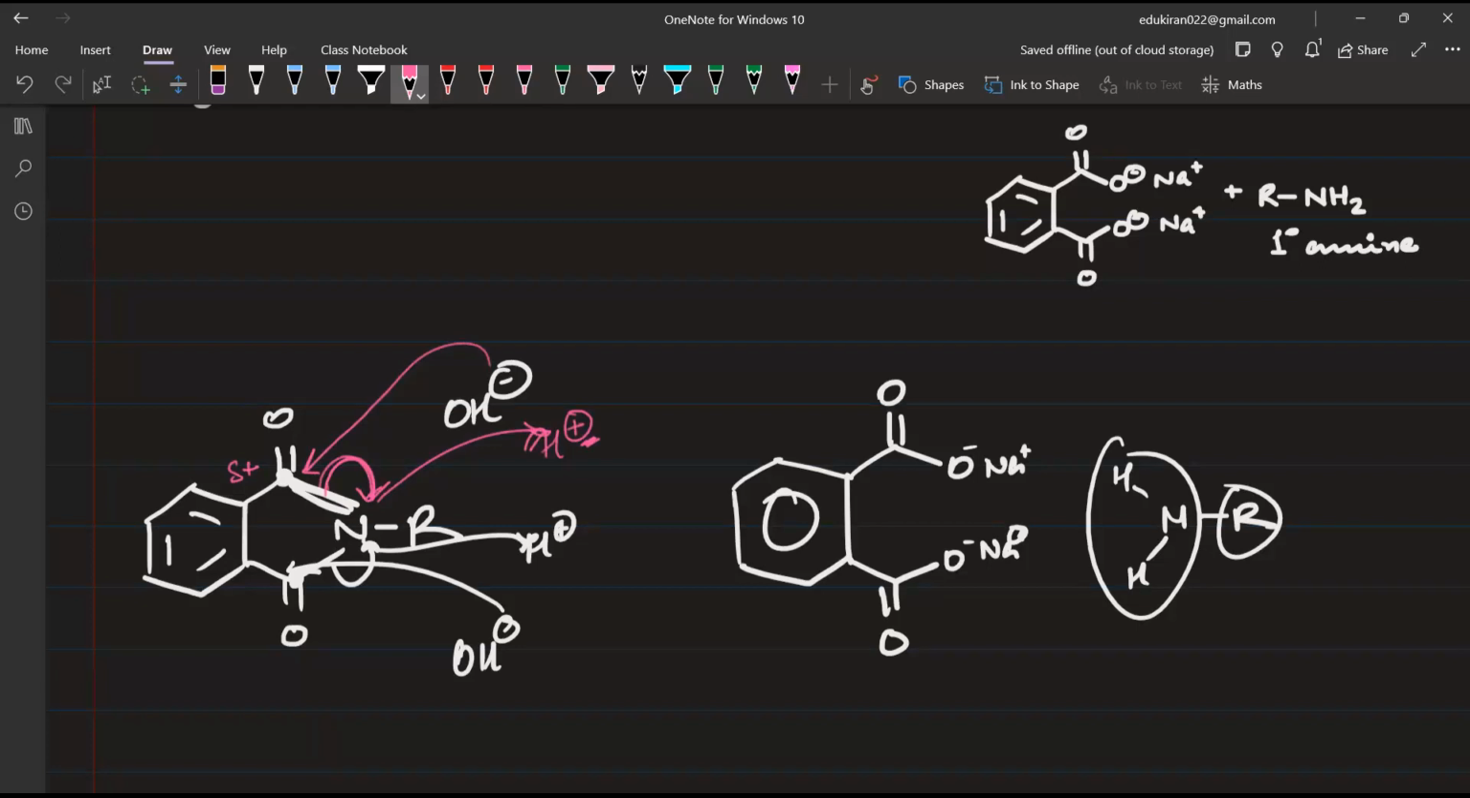It again attacks there, and then this nitrogen gets one more hydrogen. So nitrogen is getting two hydrogens, these two bonds are breaking, and here we are getting OH and OH. Once you get OH, because it is in basic medium, तो OH की वजह से वो H plus निकल जाएगा. H plus will be removed because we are in a basic condition, and you will get a salt.